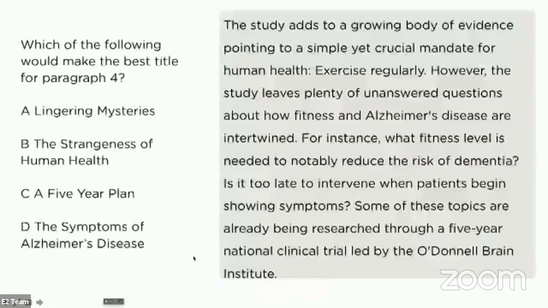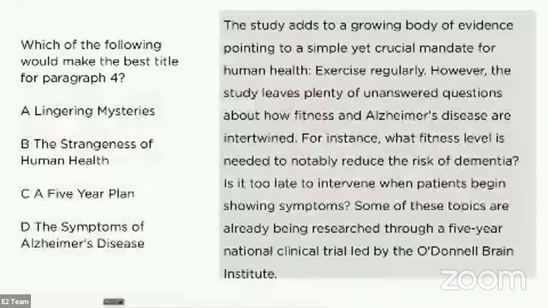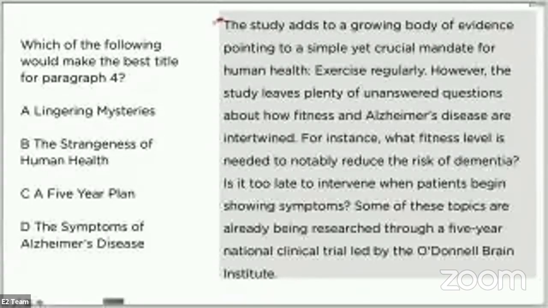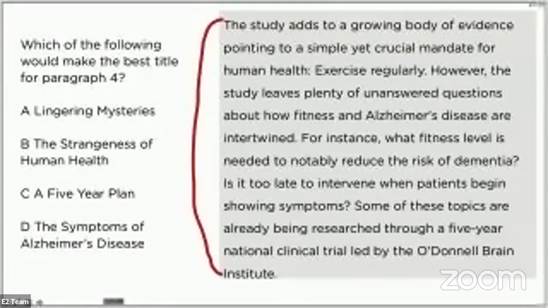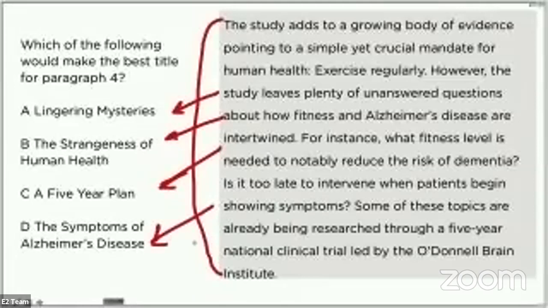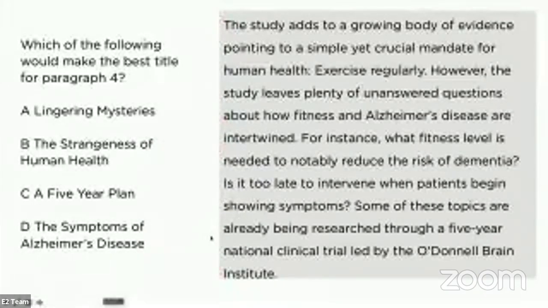Question 4. Which of the following would make the best title for paragraph 4? Now, I don't know if the OET actually asked this type of question. I've never seen it before, but I just thought I'd throw it in there just to keep you on your toes. So let's have a look. What you have to do is read this entire text here, and then go, okay, is it that one, that one, that one, or that one? There's no real method for this. It's more just understanding the entire text.